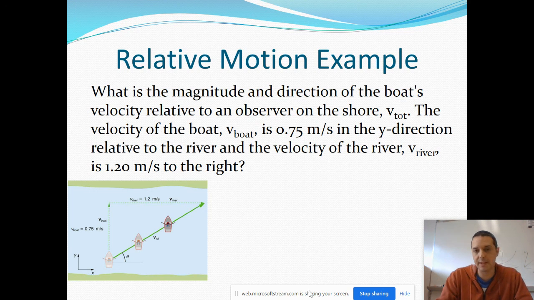Once you finish up this example in the Nearpod, when you go back to your Microsoft Forms, you've got a couple of questions that are just going to see how well you do relative motion examples. Complete that, and then you'll be all set with the notes. And I will talk to you when you get back next week.